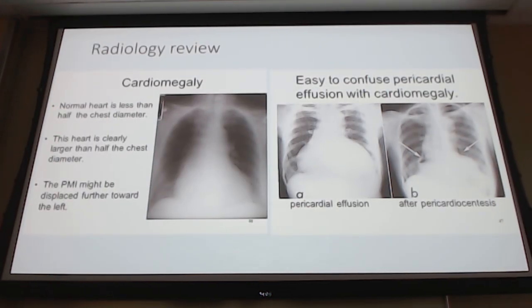Cardiomegaly, this should be a review. When you have pericardial effusions, it can make it look like the actual heart is bigger. This is where ultrasounds and CTs come into play. But you can see after pericardiocentesis, you can actually see actual depression of that sac where that fluid was. Okay.